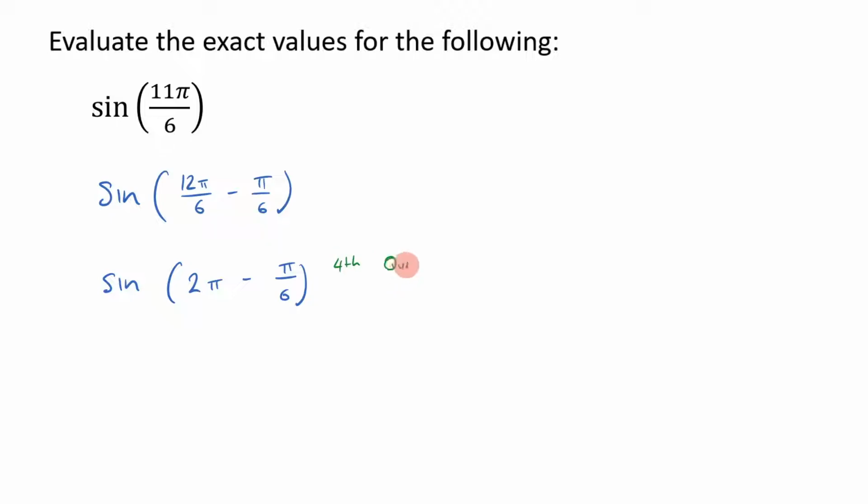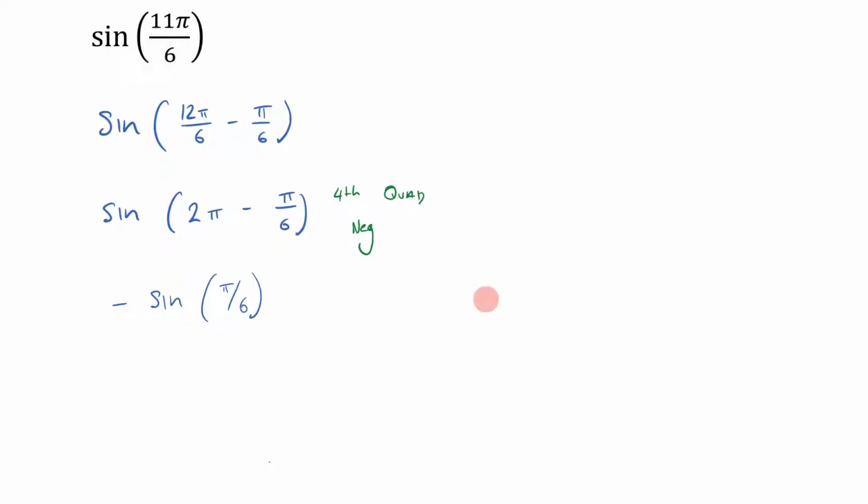Then you're going to ask yourself, is my sine positive or negative in the fourth quadrant? And it is negative. So that means my answer is going to be negative sine of pi on 6. Now I just need to evaluate this. How can I evaluate this? Well, hopefully you just know that sine of pi on 6 is going to be a half. So that means it's going to be negative a half as my answer.